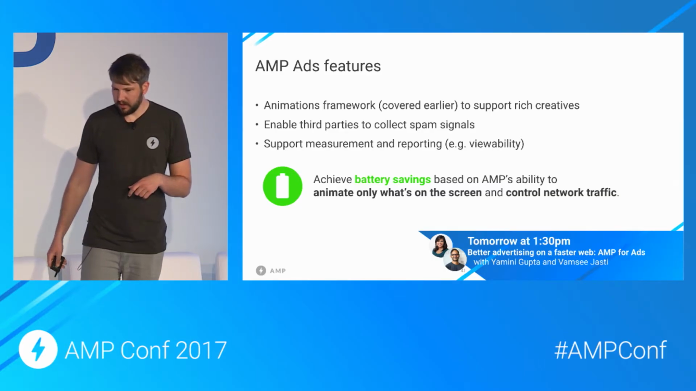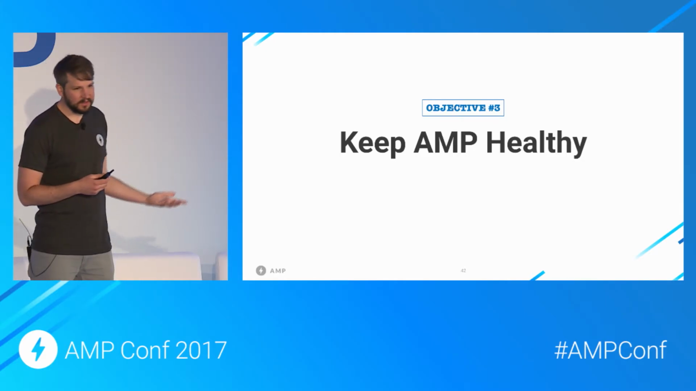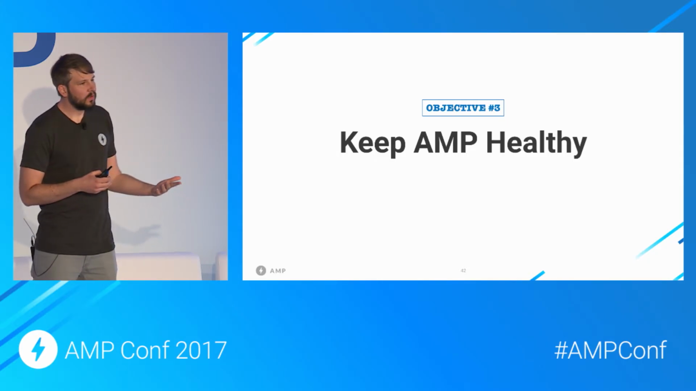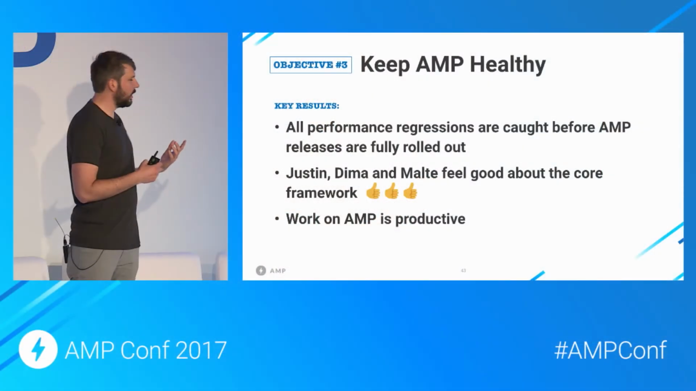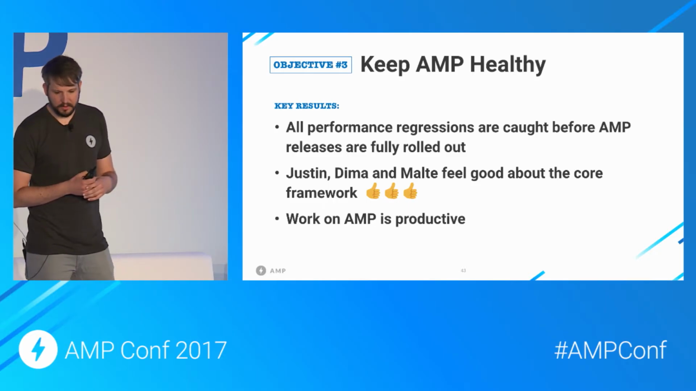Cool. The next objective is a bit different, but in my role as a tech lead, I find it very important that we keep AMP healthy. You've seen how we went from something that was designed for news to adopting more and more use cases. So it's apparently even capable of building a messaging app. And so the requirements change, and that means that the framework has to change because we couldn't anticipate all the things how it should be. So we're doing a few things. Our goal is that all performance regressions that we have are caught before we fully roll out releases. We're not there yet, but again, these are goals.